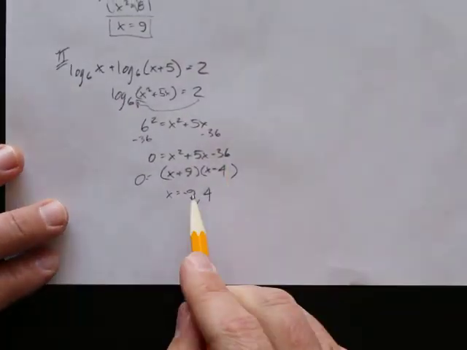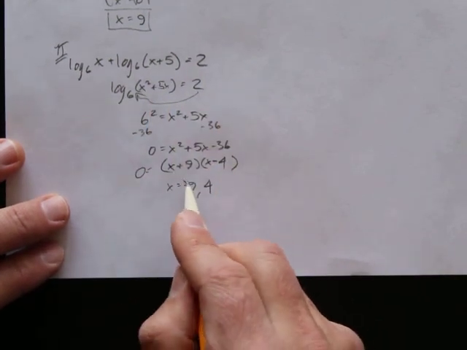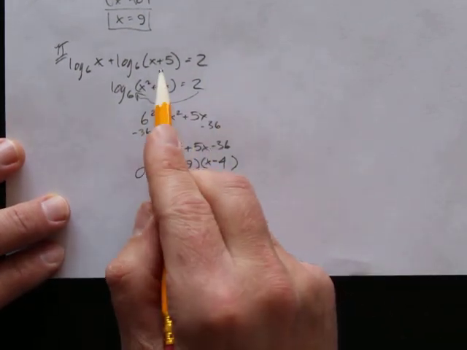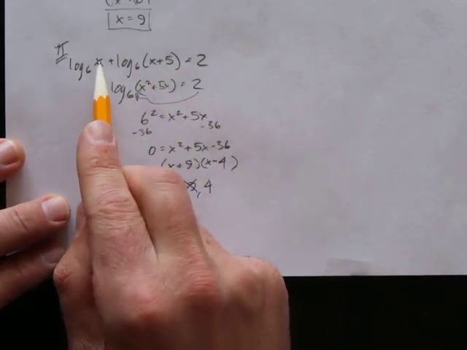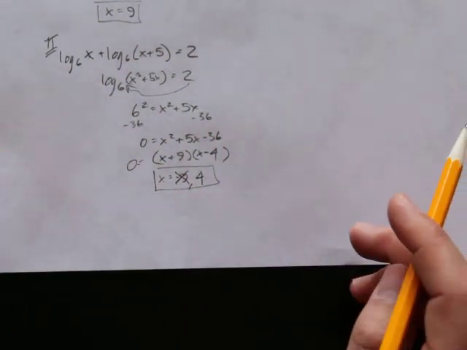If I plug negative 9 up in here, then I've got a negative here, and I'll have a negative here. That one doesn't work. If I plug in 4, that's positive, that's fine. 4, that's positive, that's fine. So x equals 4 is my only solution.